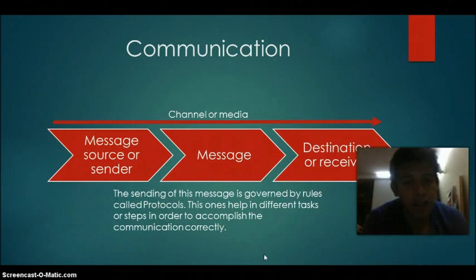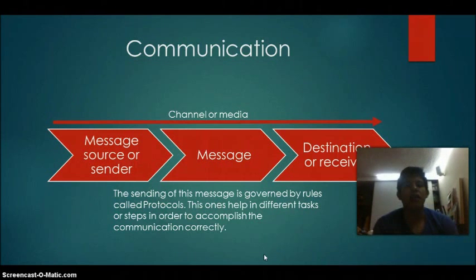This whole process of communication is governed by some rules that are called protocols. Protocols are necessary for the communication to be understood by both parties, as sender and as receiver.